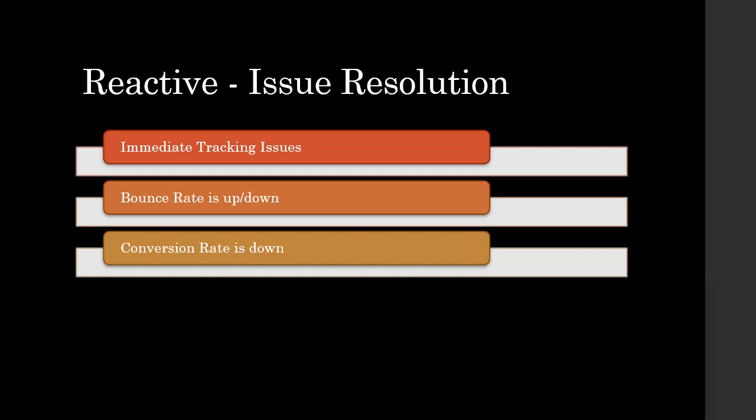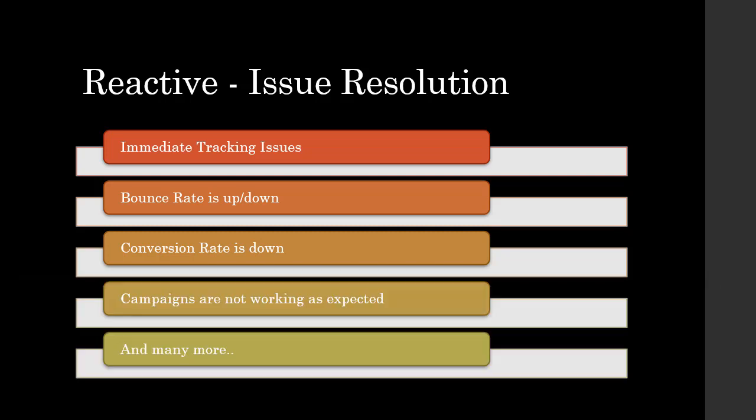Conversion rate is down. That's where the real money comes in. That's what generally the end goal is. So you will be spending time to find out why it's down and what you can do to improve it. Campaigns are not working as expected. And many more questions come up which are very unique to your business. You are acting in a reactive mode there. Something happened and now you have to go find why that happened and come up with a resolution.